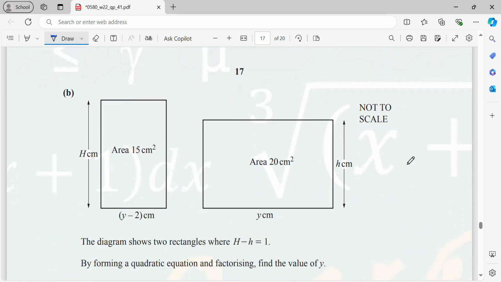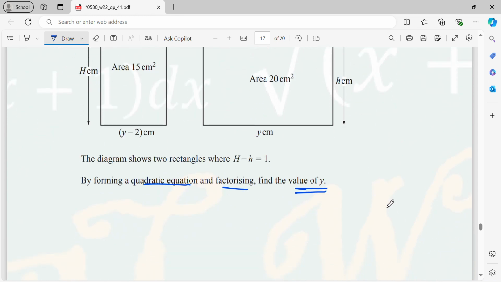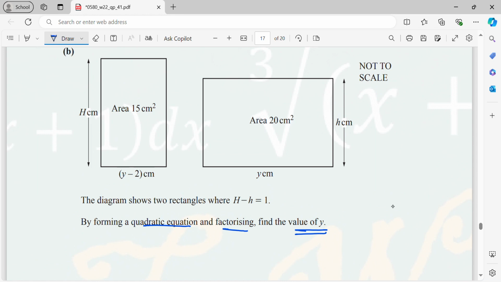Part B, the diagram shows two rectangles where capital H minus lowercase h is 1. By forming a quadratic equation and factorizing, find the value of y. Okay, so now here I will have two equations because you are given two areas. For the first area, h times (y - 2) equals 15.